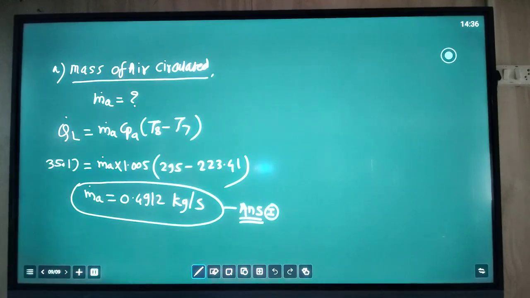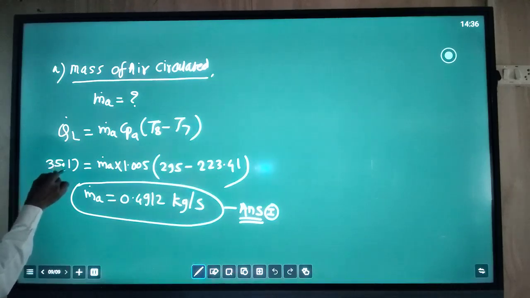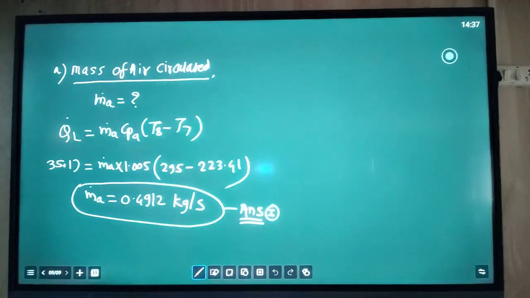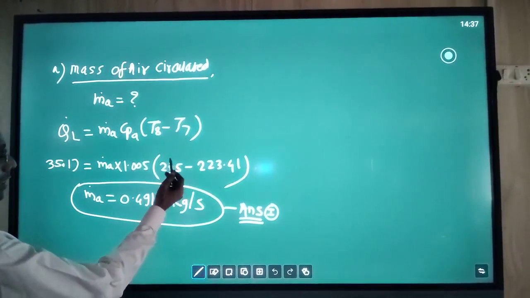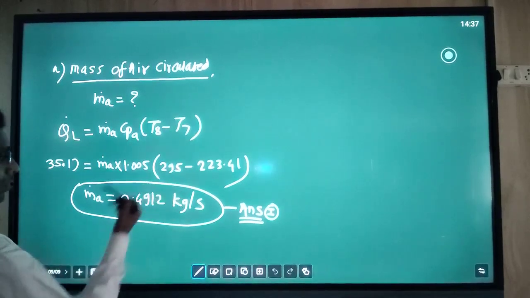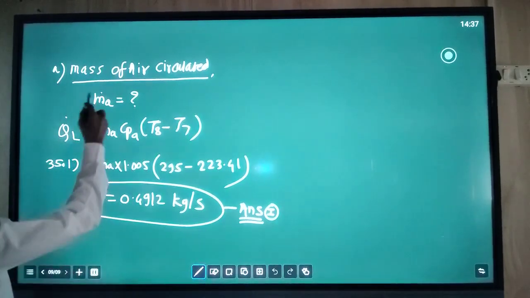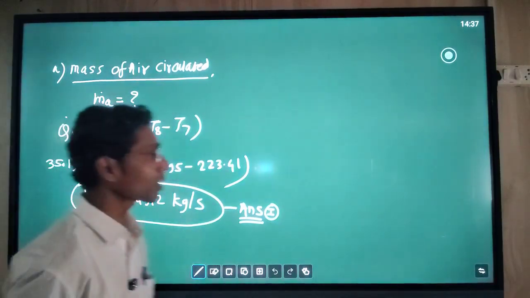So here the formula is m dot CP delta T, meaning T8 minus T7. Q dot L here, 10 TR is given, conversion into kilowatt is 35.17 kilowatt. M dot A is unknown. CPA, the value of the air, is given to us, and the values of temperatures are calculated, and this cabin temperature is given 22 degrees Celsius, in absolute 295. So by doing the calculation, we find the mass flow rate of air, that is the mass of air circulated throughout the system in kg per second. This is the value. This is answer number 1.